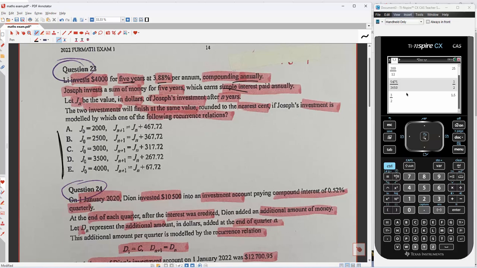Okay, so what we've got to do is just work out the value of Lee's investment after 5 years, and then just see which of these ones here matches Lee's. Alright, so we're just going to jump back on Financial Solver. We're going to do 5 years at 3.88% per annum. Gave the bank $4,000. Nothing mentioned about payments. And it happens once a year.